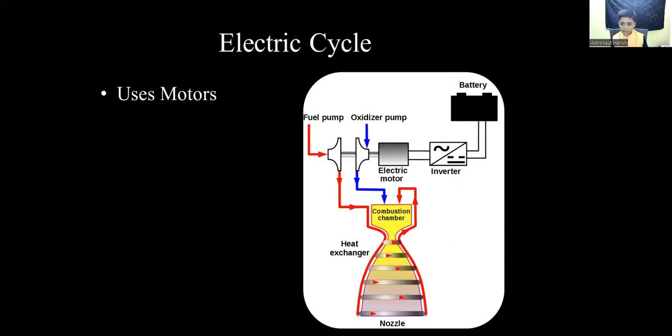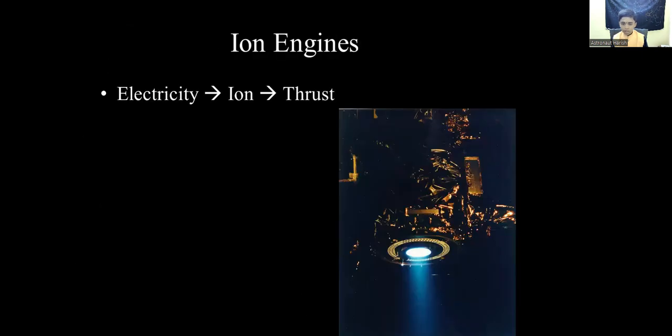Electric cycle. In this, we use a motor to power the pumps. Rocket Lab's Rutherford is an example of an electric cycle engine. Ion propulsion. Ion engines use electricity to make ions, which in turn provide thrust.